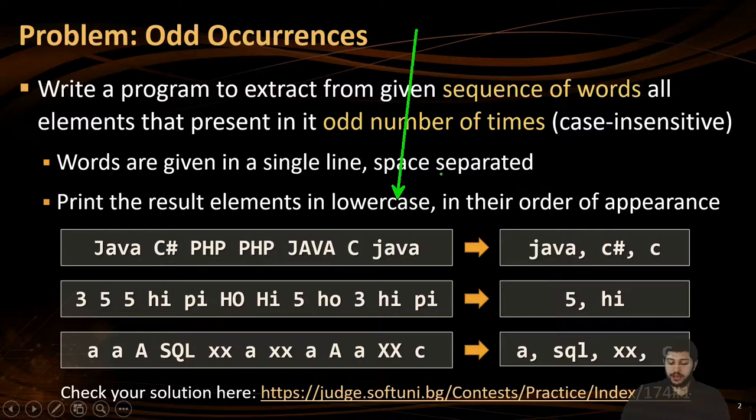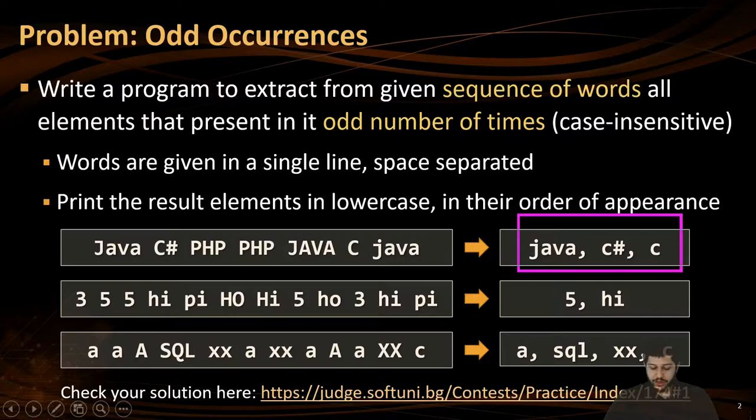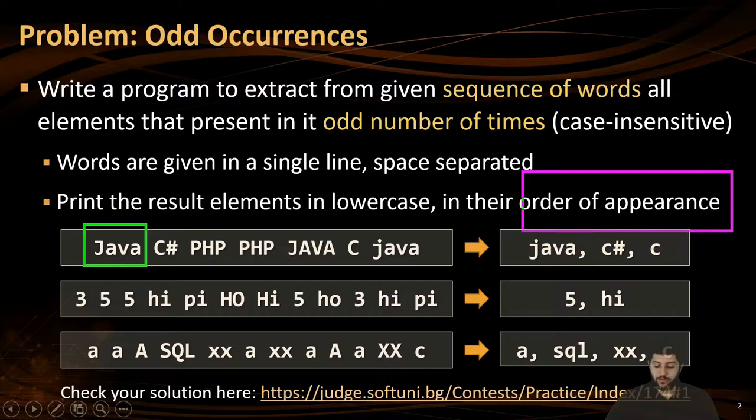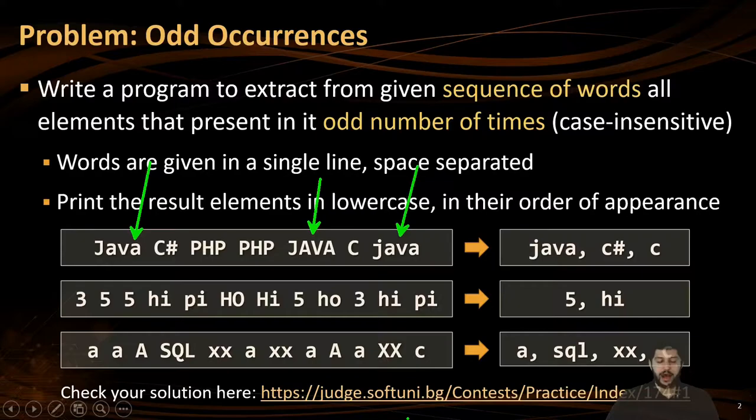Why did we print Java, C sharp, and C? The reason is, first of all, Java is the first word that we encounter, so it's the first in order of appearance. The thing is that Java is present 3 times because we know that this is case insensitive. So we count each occurrence of Java, regardless of its casing, as one and the same thing. So we have 1, 2, 3 occurrences. So Java occurs 3 times. 3 is an odd number.